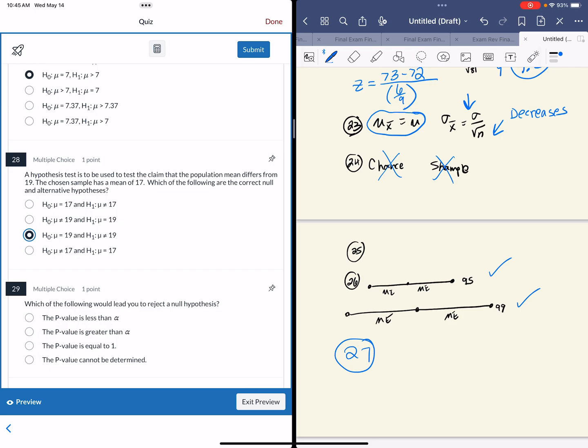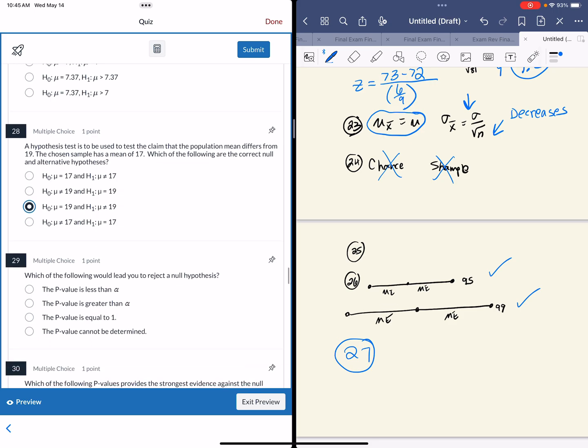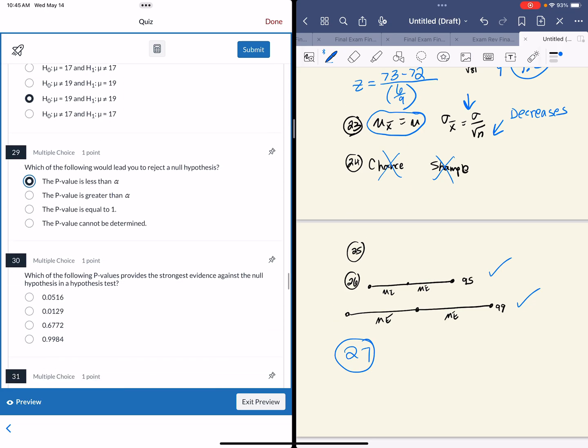You would reject H0 if the p-value is low, if the p-value is less than the alpha level. And when you're looking for the most evidence, you want the smallest p. So the smallest p-value would be that one.